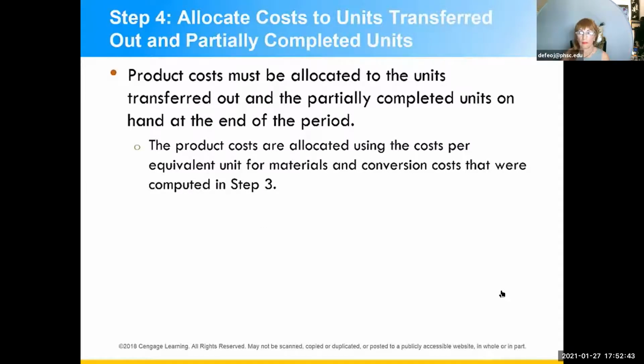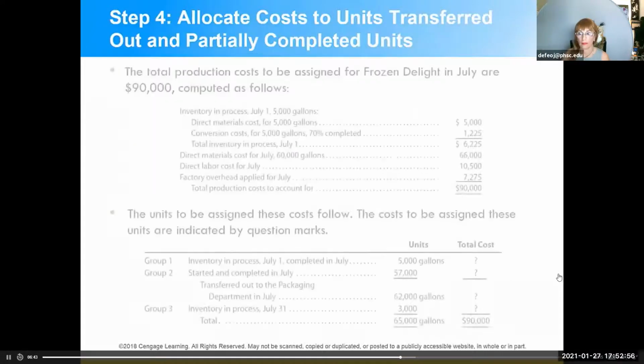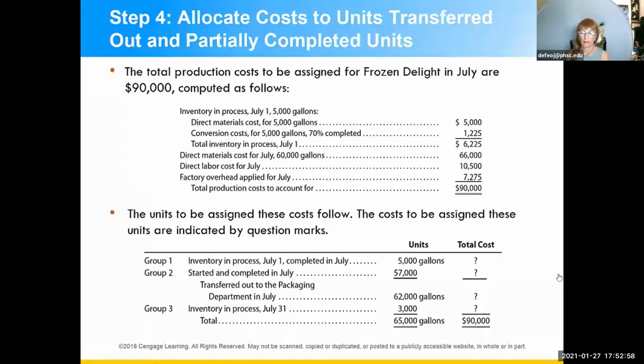The fourth step in the process is to allocate the cost to the units transferred out and to the partially completed units in ending inventory. The product costs are allocated using the cost per equivalent unit for materials and conversion costs calculated in step 3. This first calculation here shows the cost to be assigned to production for the period. They are calculated by adding the beginning cost of inventory and the production costs added during July. The question marks in the table represent the cost to be assigned to each group of units in production.